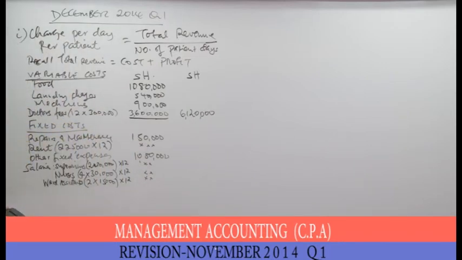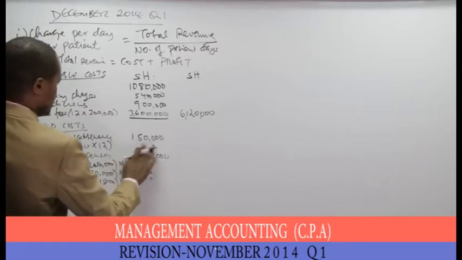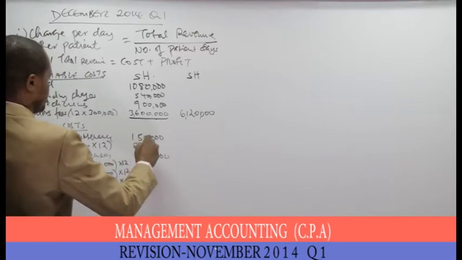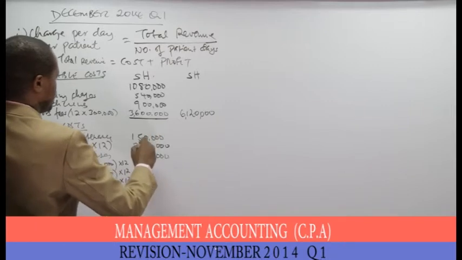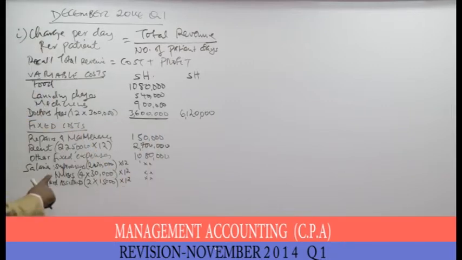Then we move down to the fixed cost. We have 225,000 times 12. The rent is equal to 2.7 million. Then what else? You have salaries. Supervisors are paid how much? 2 times 30,000 times 12. That is 720,000.